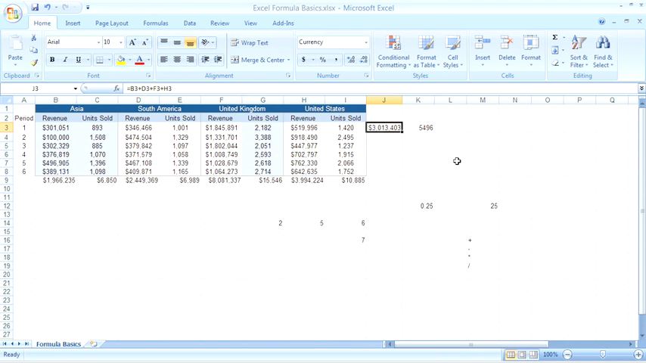Let's check that out. So it's not B3, D3, F3, and H3. This particular formula says C3, E3, G3, I3. This is because all of the references in this particular formula moved over one column because I did. Now I'm going to copy these two formulas and paste them all the way down. That way I can get the grand total of revenue and units sold for all of the periods.